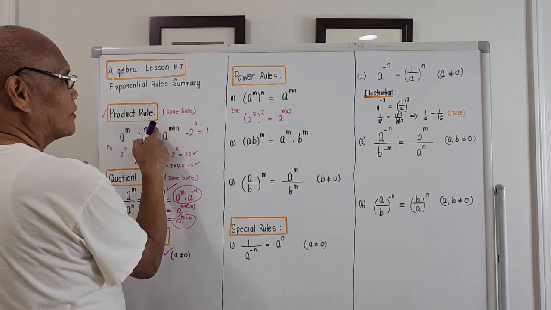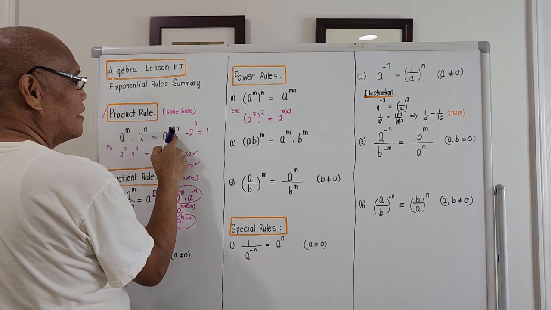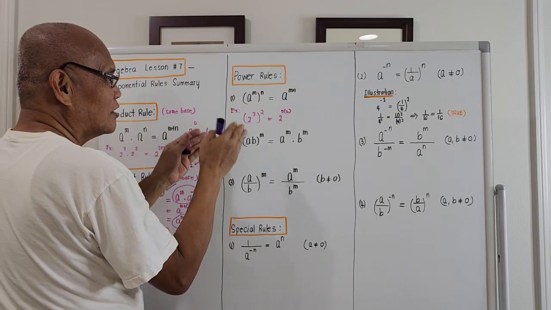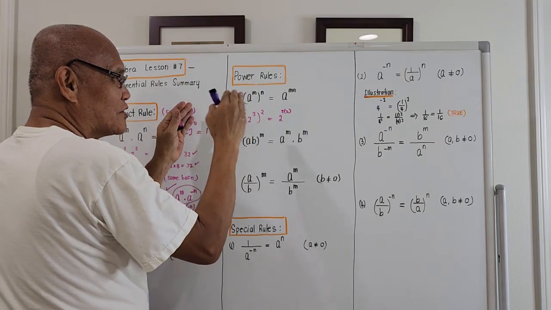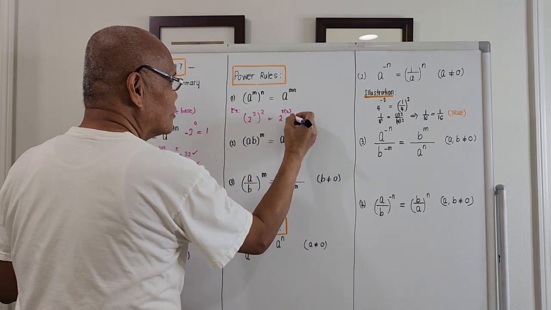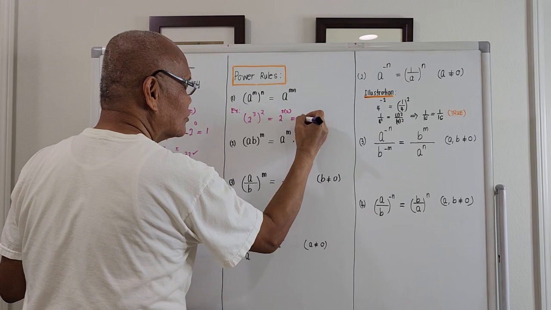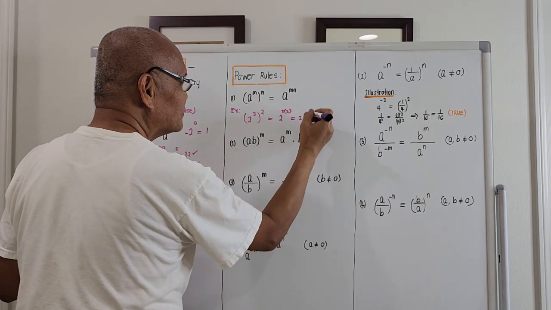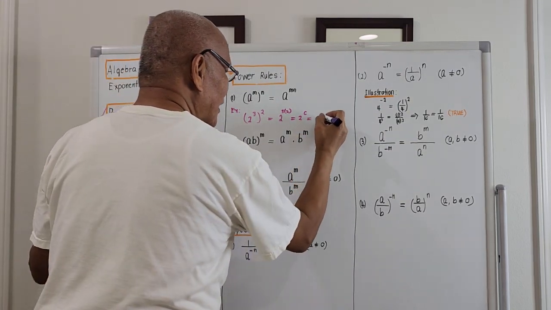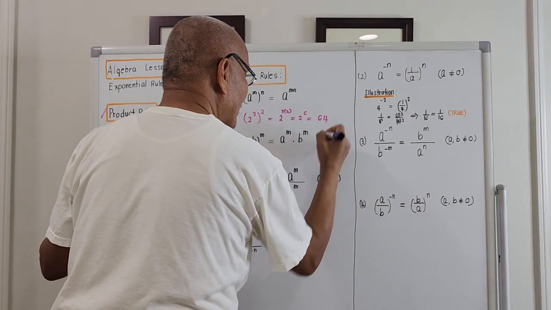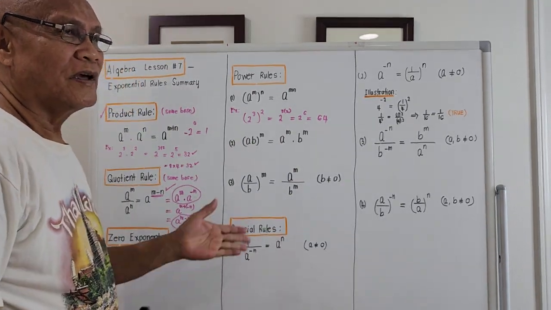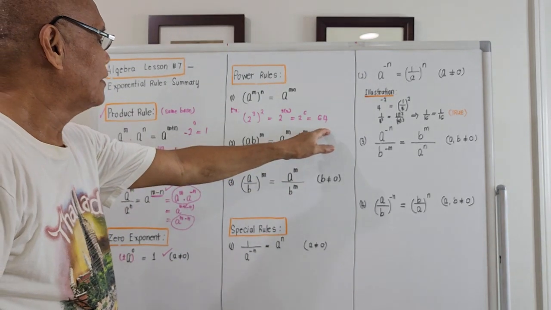Because according to the product rule, it should be m plus n. But this is different, right? We are given a term raised to an exponent, then raised again to another exponent. So the resulting exponent should be the product. So this will become 2 raised to, what is 3 times 2? It is 6. And what is 2 to the 6th power? I think this is 64, because 2 to the 5th power is actually 32. To the 6th power, that will be 64.